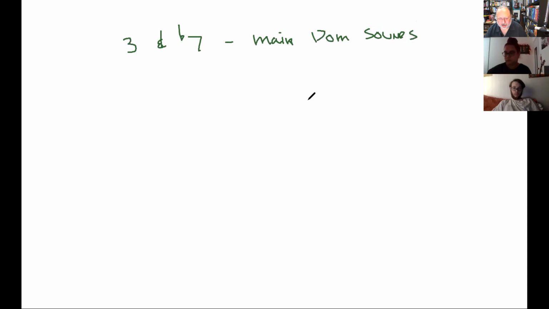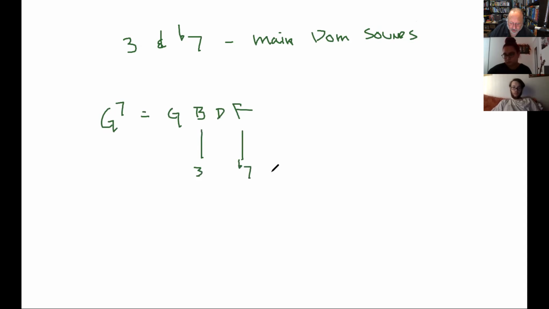Okay, so let's do this. So if we have a 3 and a flat 7, those are the main dominant sounds. Okay, so if you have a G7, that would be a G, B, D, F, right? And the 3 and the 7, let's say the flat 7, are the main sounds.